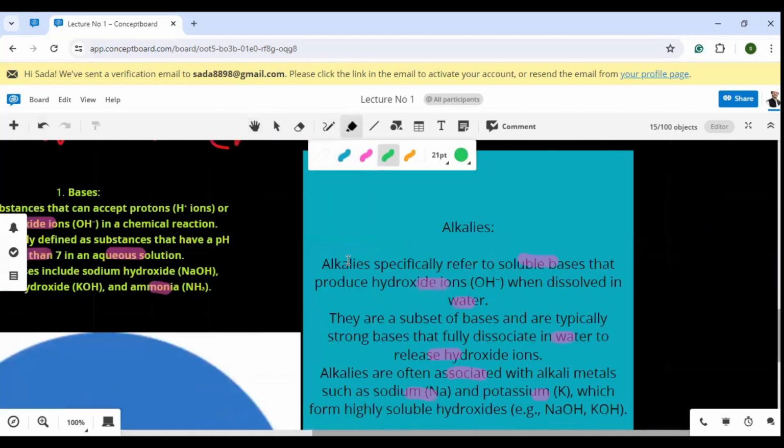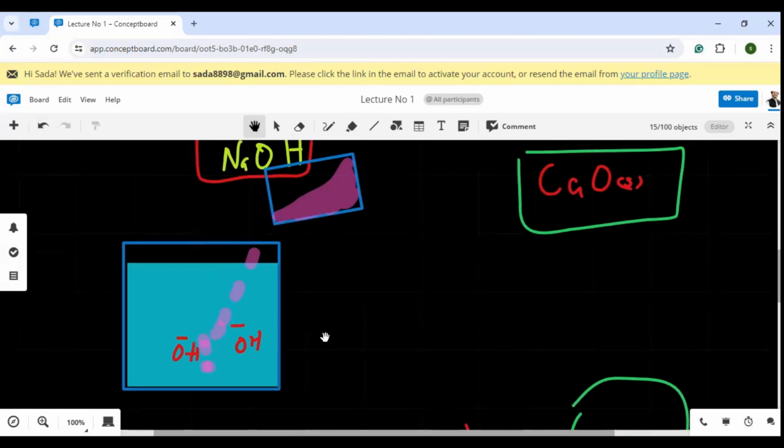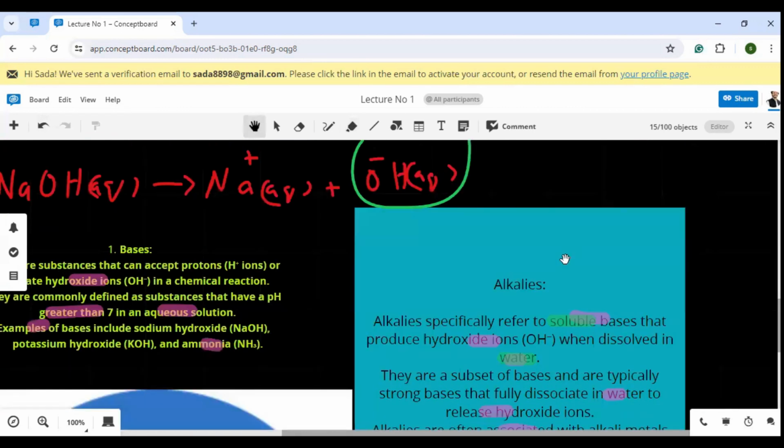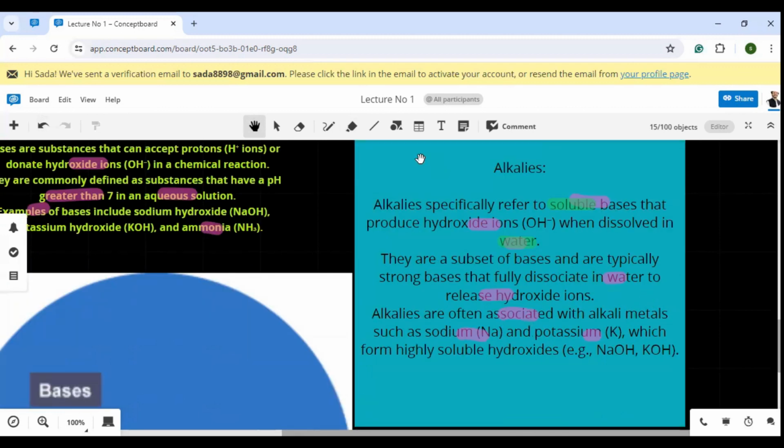Alkalis specifically refer to soluble bases that produce hydroxide ions when dissolved into water. As in the above example, when we add alkalis into water, they form hydroxide ions. So alkalis are soluble bases. They are a subset of bases and are typically strong bases that fully dissociate in water and release hydroxide ions.